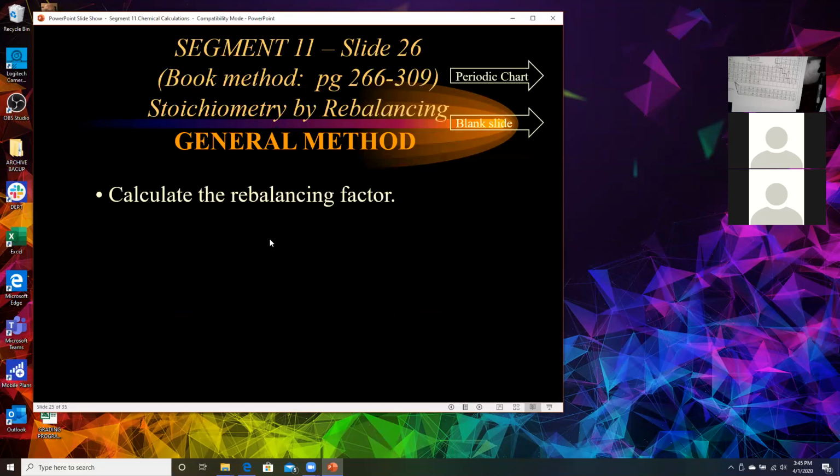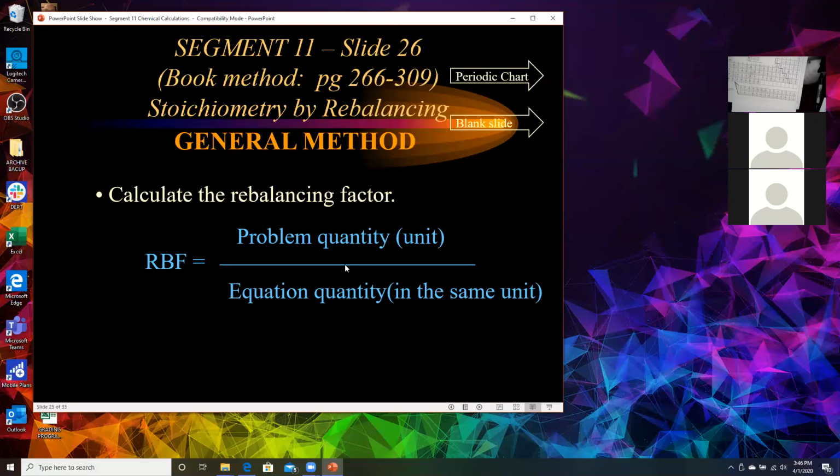Now here's the general method. We're going to calculate a rebalancing factor. That's what I need to multiply through the whole equation by in order to get the quantity that's given in the problem to be what is shown in the balanced equation. So you calculate the rebalancing factor by taking the problem quantity, whatever's given in the problem, with the units given in the problem. We're going to divide by the equation quantity of that same substance, but in the unit that was given in the problem.